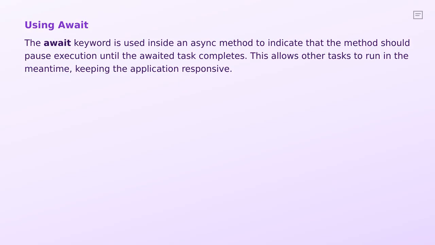Next, using await. The await keyword is used inside an async method to indicate that the method should pause execution until the awaited task completes. This allows other tasks to run in the meantime, keeping the application responsive.